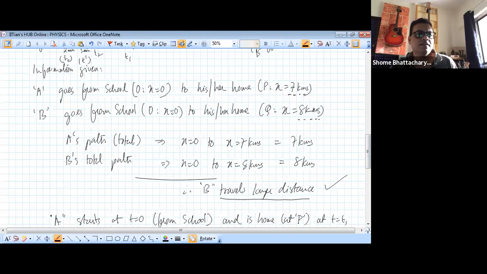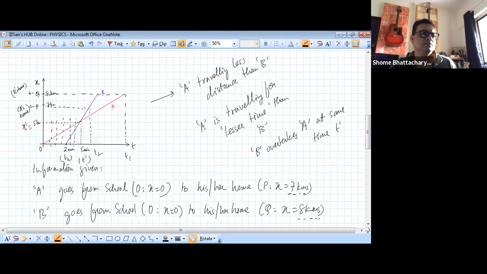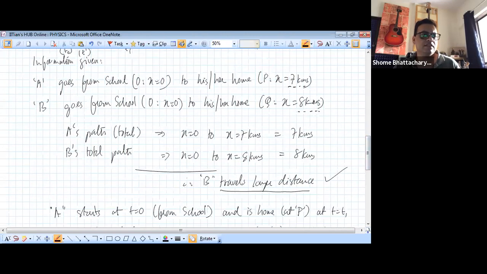So immediately by analyzing the x coordinate of the point P and Q, going back to the graph, you can see that Q is above. That means the distance from school to Q, which is this vertical coordinate, which I have taken as 8 kilometers, is definitely more than the school, which is O, to the point P. So whose home is farther away? B's home is farther away, because Q is further away. So that's the information we are getting, that B is traveling for a longer distance.